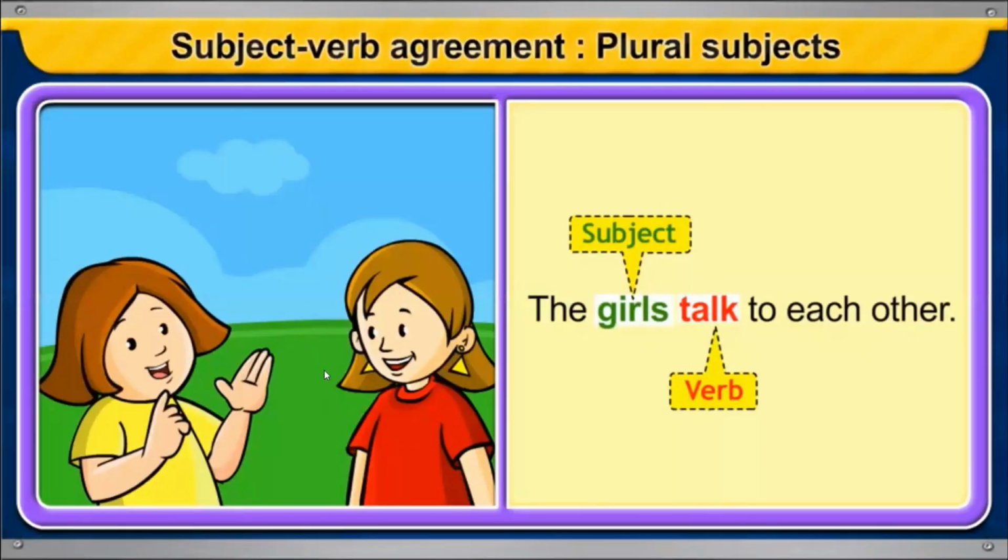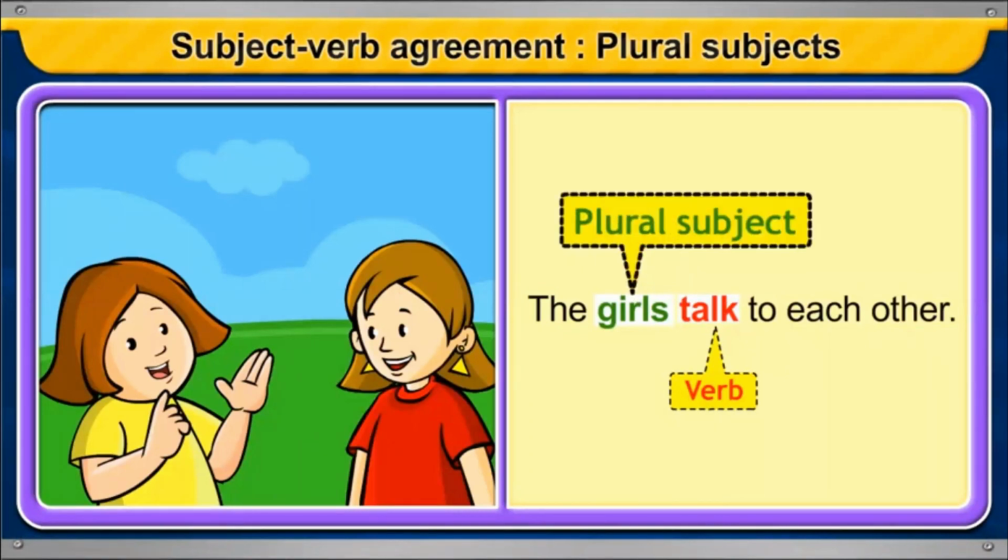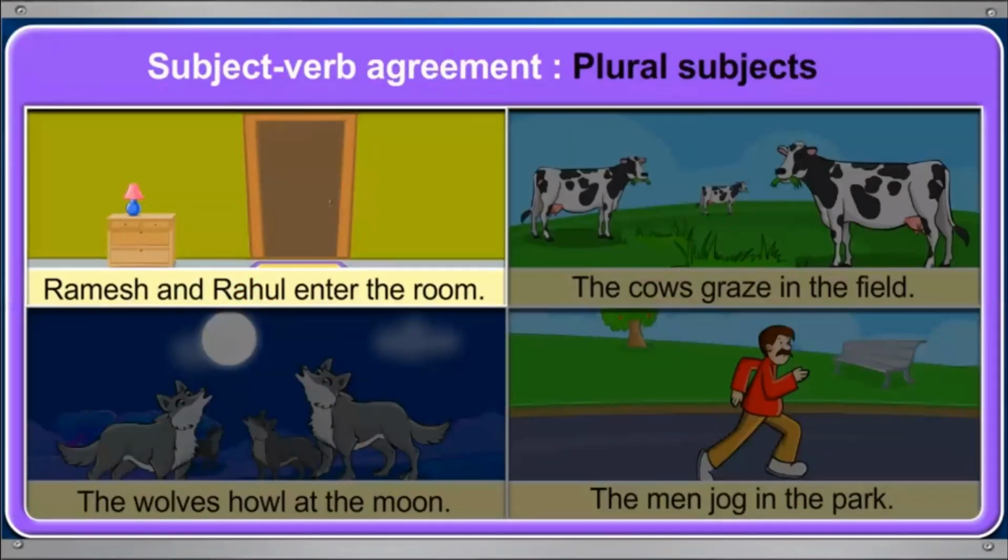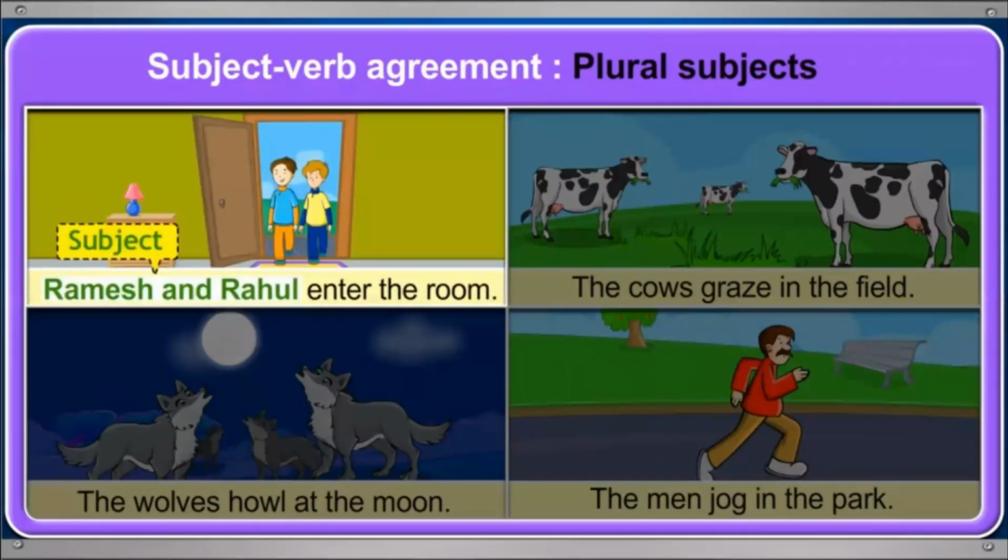Now sentences where the subject is plural. In the sentence, Ramesh and Rahul enter, the subject is Ramesh and Rahul, and the verb is enter.